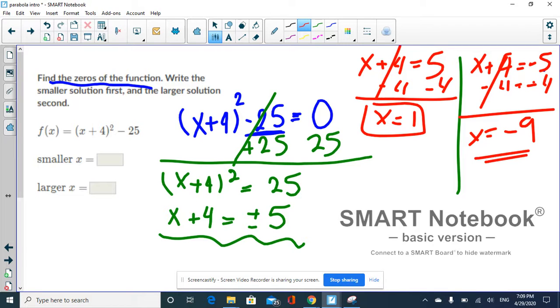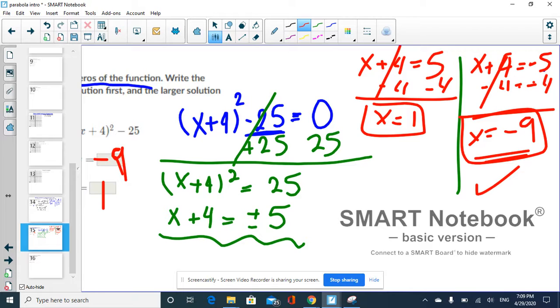Which one is smaller? We have two solutions. That means we have two x-intercepts, by the way, and two zeros for the function. If you plug these two values for x into this equation, the function will be 0, or the value of y will be 0. Which one is smaller? Of course, the negative. So first, negative 9, and then the larger x is 1.